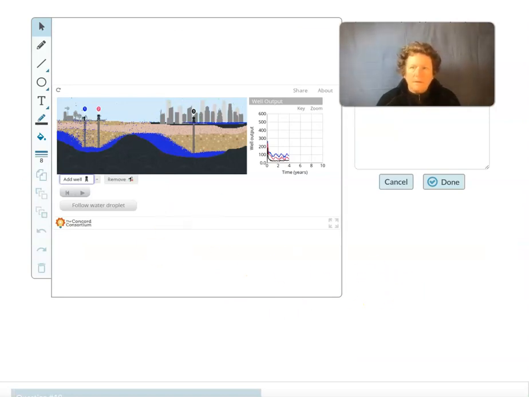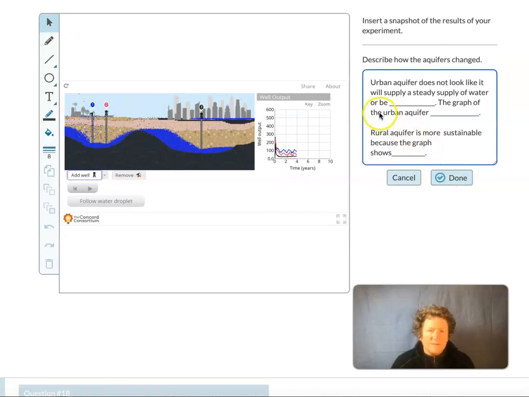I gave you a couple sentence starters. You can talk about the urban aquifer and what you see on the graph, the black line here. And then you can also talk about the rural aquifer and the blue and red lines that go up and down. They're not completely sustainable, but they look like they might have a steadier supply of water than the declining supply of water in the black line or the urban area. So click Done when you're done.